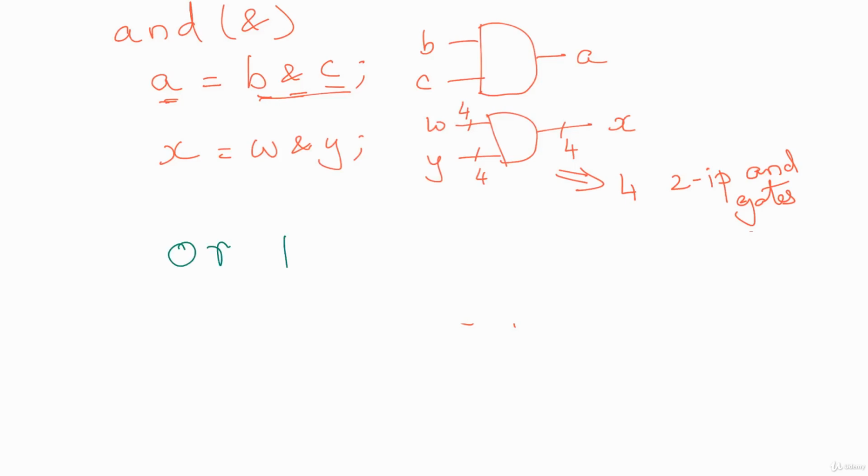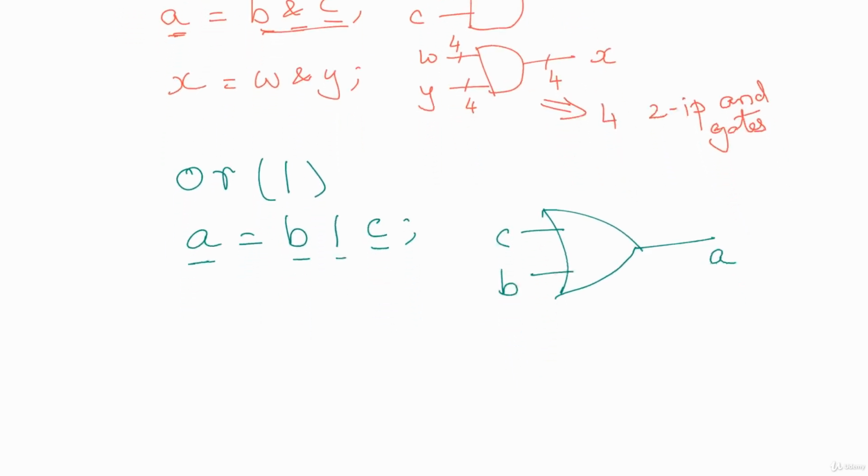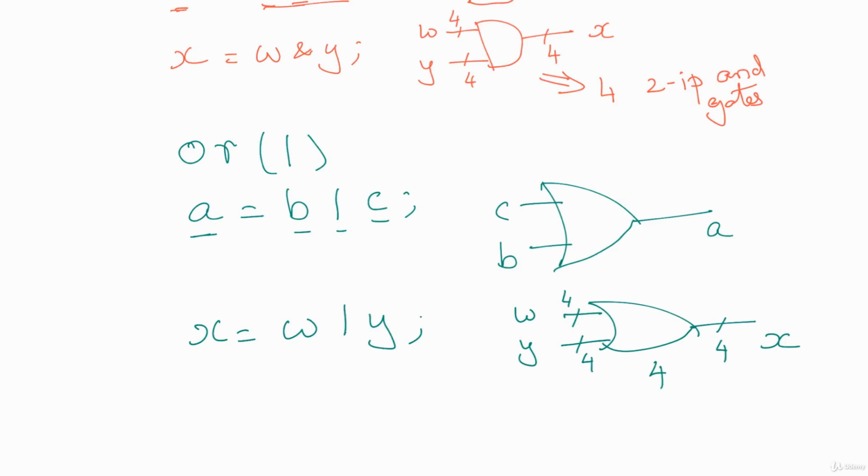The OR gate has the symbol thus. When we write A is equal to B or C, C is ORed with B and you get A. So it's like this: C, B, and you get A. Now if I write X is equal to W ORed with Y, then you get X as output, W and Y both 4-bit, and X also. So you have 4 OR gates, 2-input OR gates.